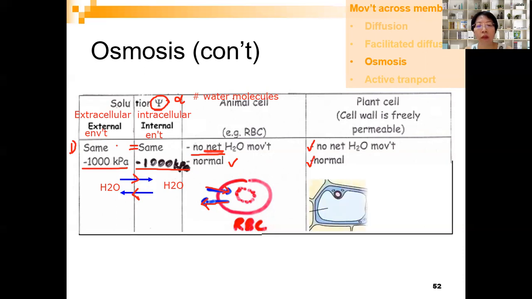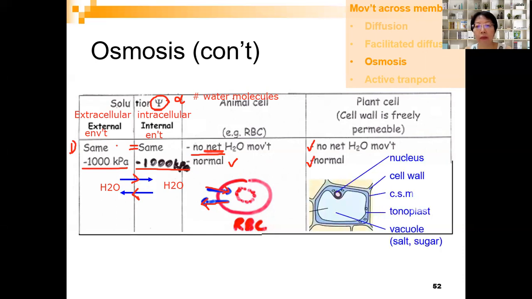So you need to draw the plant cell that looks normal and label all the structures. Okay. Nucleus, cell wall, cell surface membrane. Tonoplast, please remember, tonoplast is the membrane of the vacuole. The membrane that surrounds the vacuole is called tonoplast. You must remember this one.